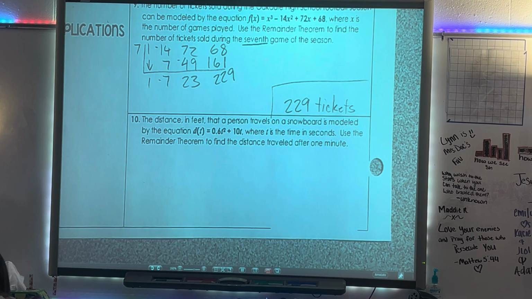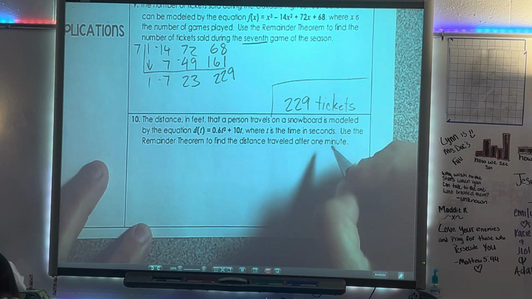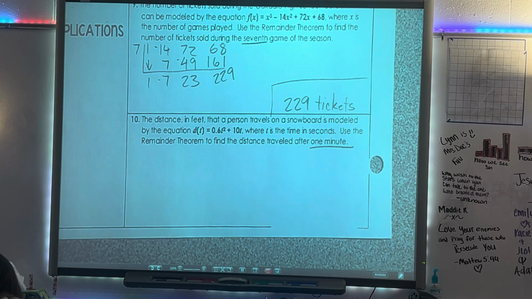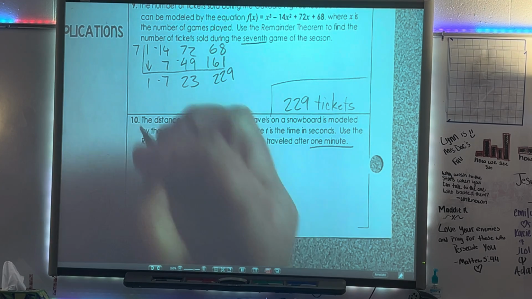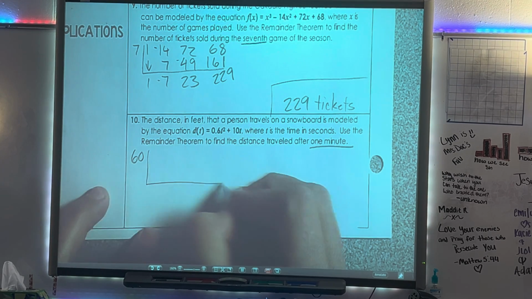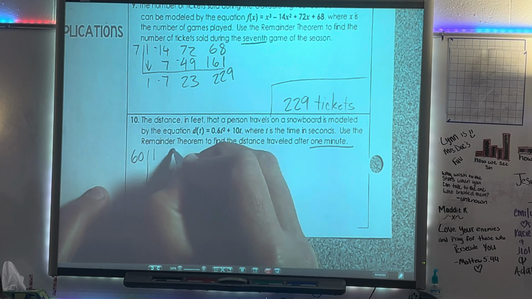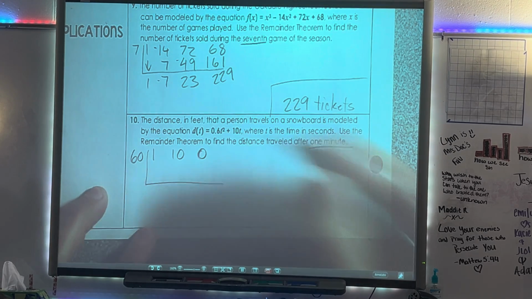Alright, the distance in feet that a person travels on a snowboard is modeled by d of t equals 0.6t squared plus 10t, where t is the time in seconds. Use the remainder theorem to find the distance traveled after 1 minute. Because it's given time in seconds, what am I gonna divide by here then? I'm gonna divide by 60. Then 60, so that's 1t squared, 10t, and I do need to account for the constant place value.